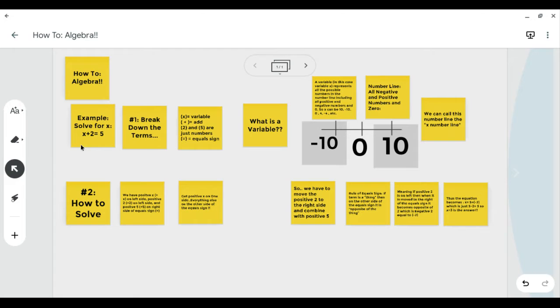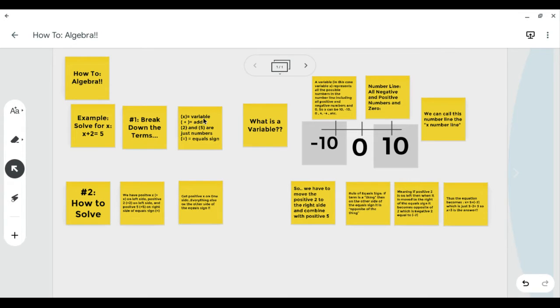Now, here's the equation. We have the left side of the equation right here, x plus 2, and the right side of the equation, 5. And that's just an equal sign. So this reads, breakdown, we have all these terms, right? So x right here, I just put it in parentheses to make sure that it's its own thing. So each one of these is its own thing.